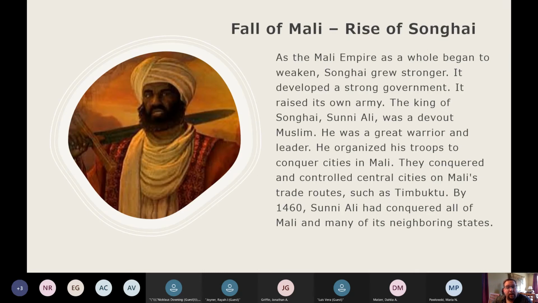As the Mali Empire as a whole began to weaken, Songhai grew stronger and developed a strong government. It raised its own army. The king of the Songhai was Sunni Ali, and he was a devout Muslim, a great warrior and leader. He organized his troops to conquer all the cities of Mali. They conquered and controlled the central cities on Mali's trade routes, such as Timbuktu. And by the year 1460, Sunni Ali had conquered all of Mali and many of its neighboring states.